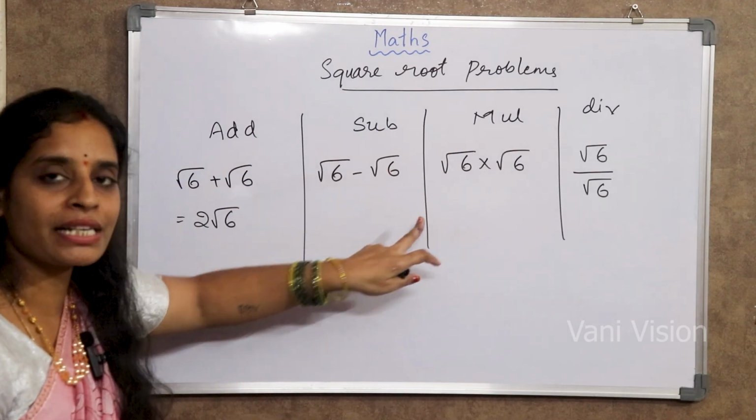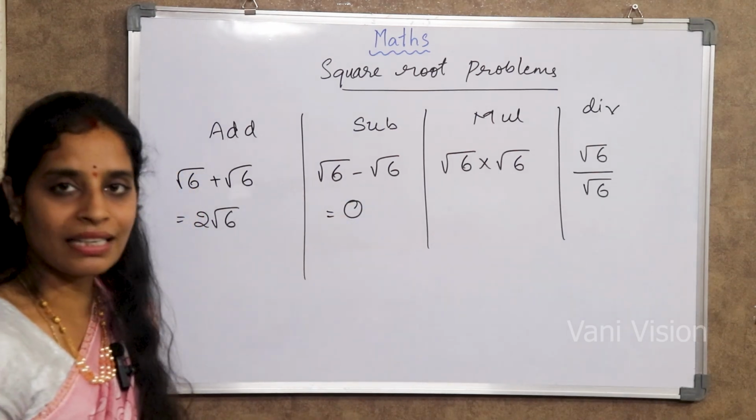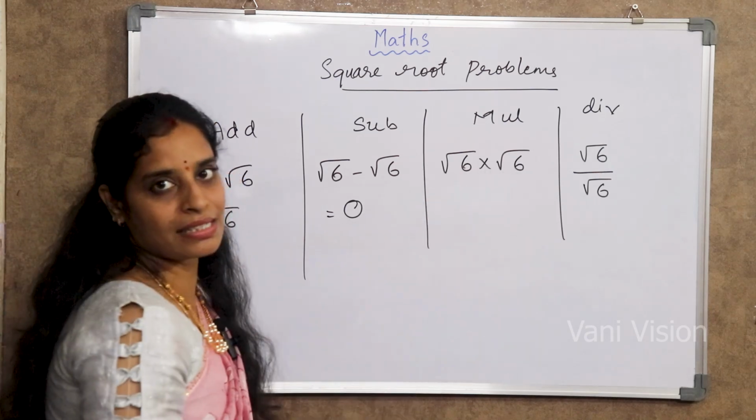Subtracted with 1 more root 6. Then what will be the answer here? The answer will be 0. Clear? Now root 6 into root 6.